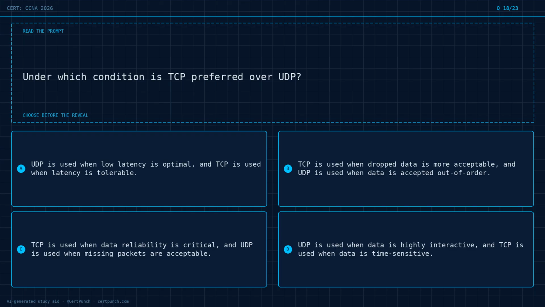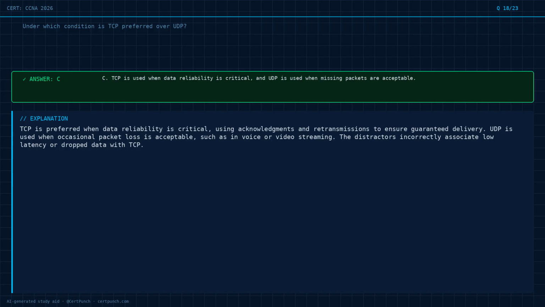Lock in your pick before the reveal. Trust the read. The answer is option C. What the exam tests here. TCP is preferred when data reliability is critical, using acknowledgements and retransmissions to ensure guaranteed delivery. UDP is used when occasional packet loss is acceptable, such as in voice or video streaming. The distractors incorrectly associate low latency or dropped data with TCP.